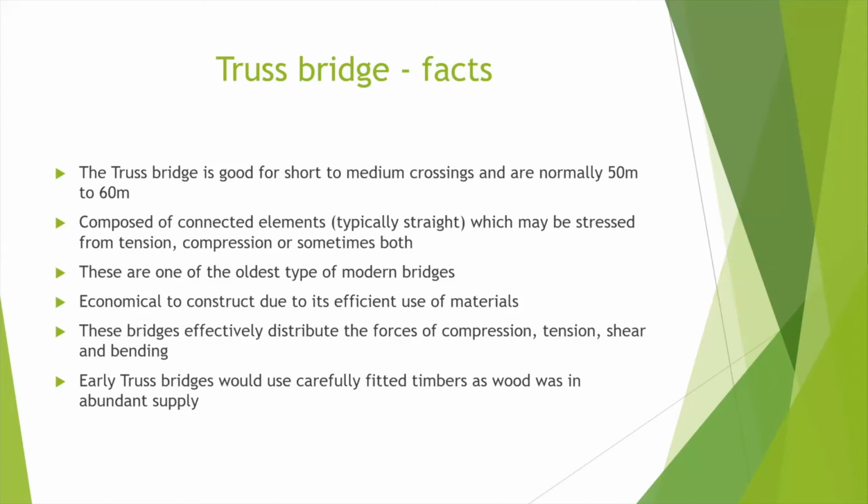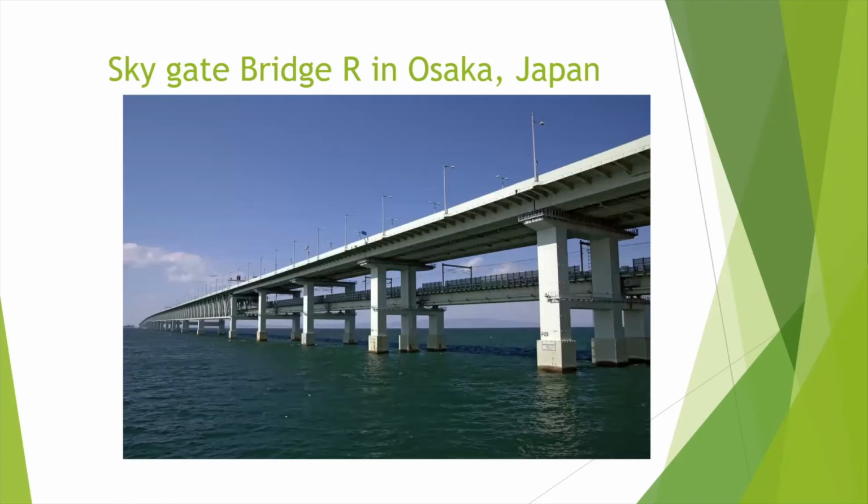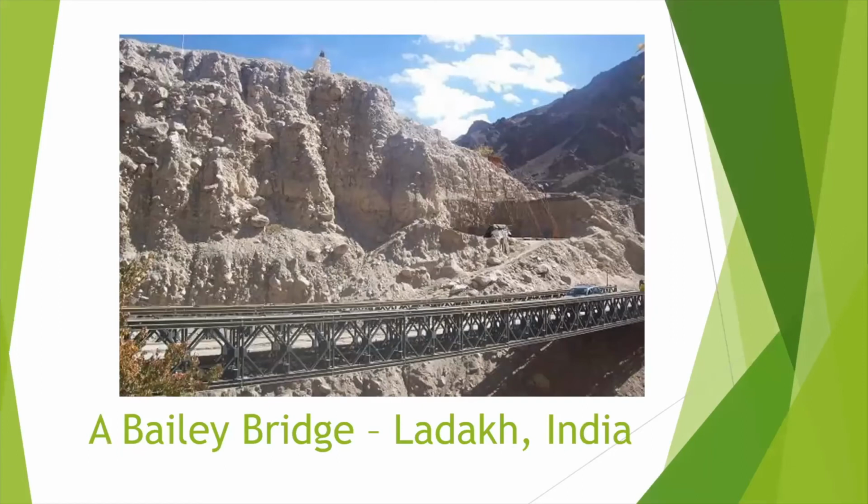These bridges, again, distribute the forces of compression, tension, bending, the force as the traffic goes over it, and they were normally made using timber because wood was in abundant supply. So again, these are the oldest type of modern bridge, but I've got an example here for you. They're just plain flat. This is the Skygate Bridge R in Osaka in Japan. They have some amazing bridges over there as well. And then we've also got a Bailey Bridge, which is in Ladakh in India. That one was still under construction. That area was under construction.